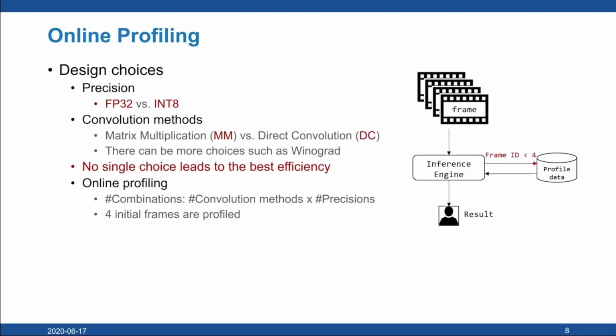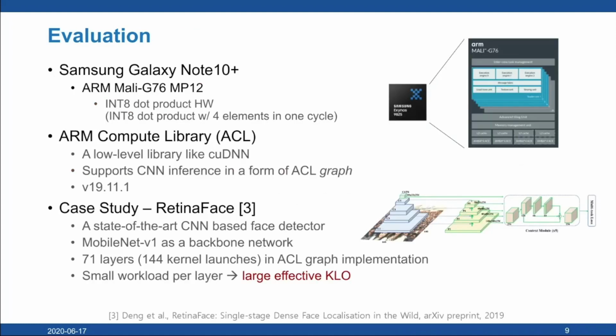In our current work, there are 4 possible combinations for a convolution layer. That means 4 frames are required for profiling. We evaluate the proposed techniques with a commodity mobile device, Samsung Galaxy Note 10 Plus. It is equipped with an ARM Mali G76 GPU, where an int8 dot product hardware is integrated. With the special hardware, int8 dot product operations with 4 elements can be computed in a single cycle.